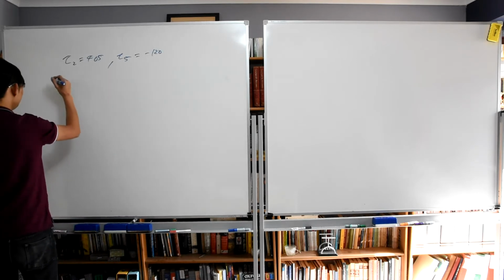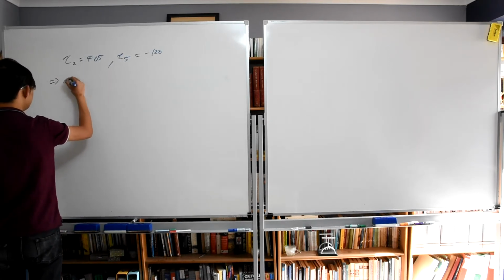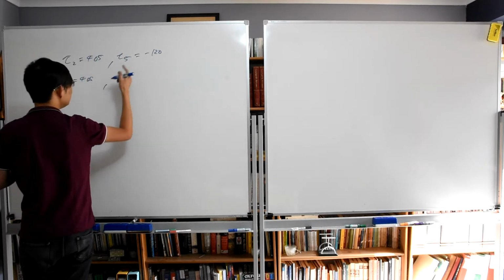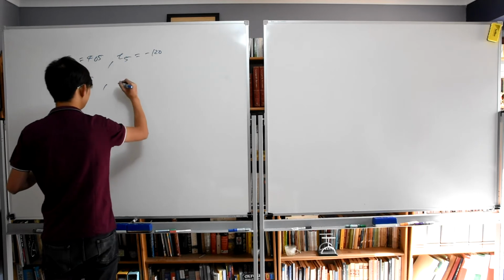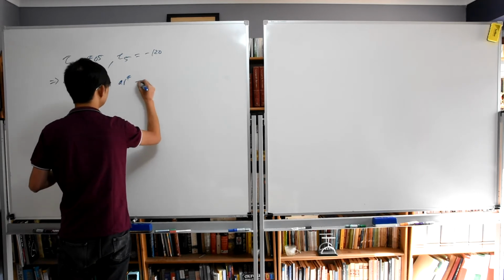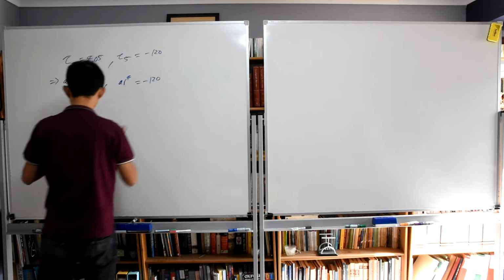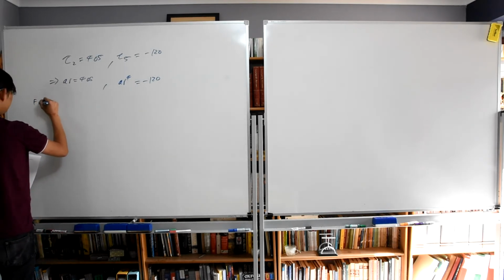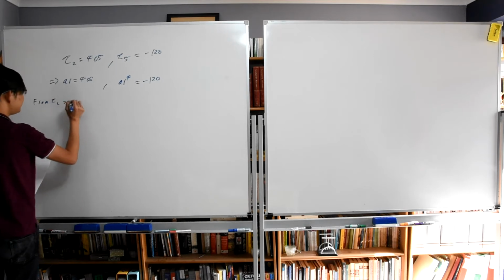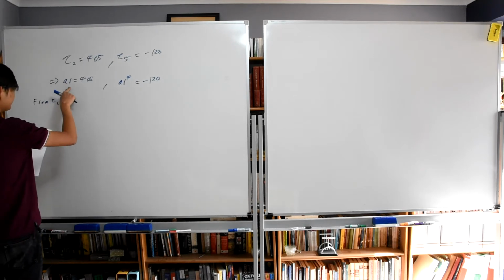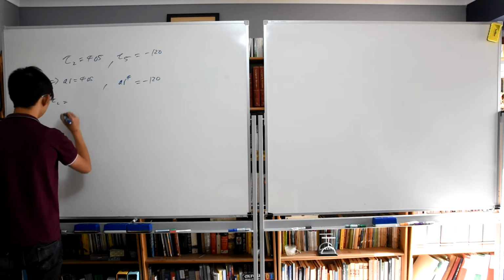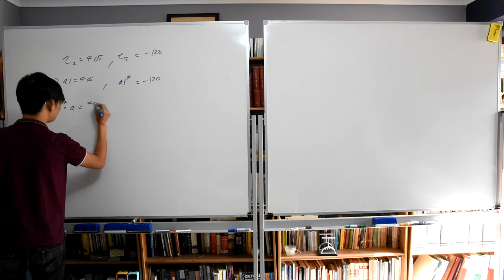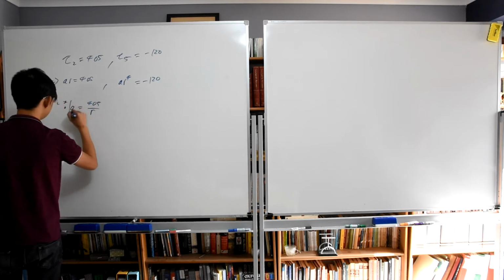But what is the second term? In terms of A's and R's, it is AR equal to 405, and the fifth term is going to be AR^4 equal to minus 120. So from T2, we see that A is going to be 405 on R. Let's keep this here.